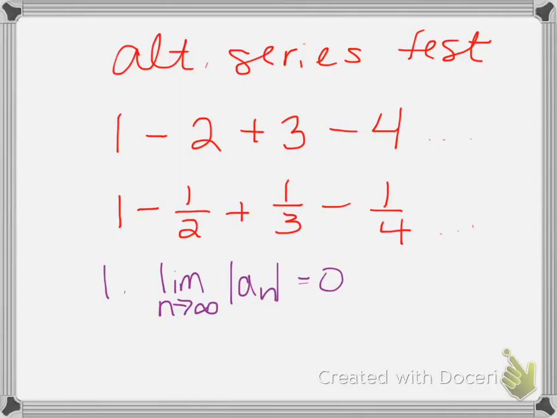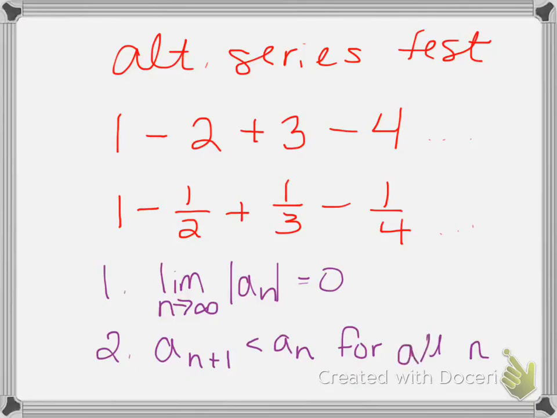The second rule is that each term has to be less than the one before it, for all n. The next one is smaller than the previous one.